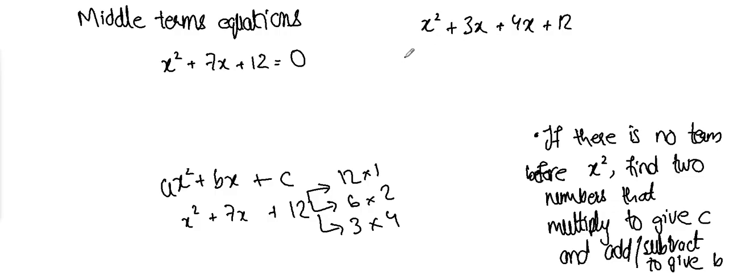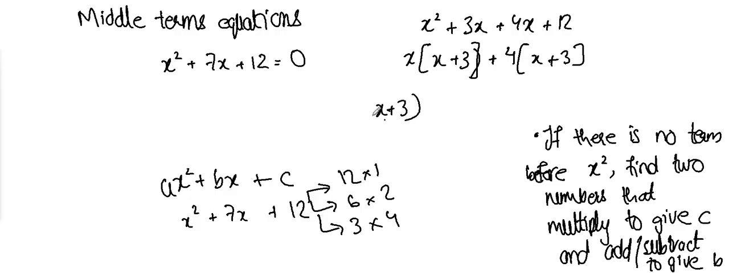What's the common here? X. Good. What will be inside the brackets? X plus 3. Well done. We'll close the bracket here. What's the common here? 4. Well done. And what will we put in brackets? X plus 3. Now we have two brackets. One is x plus 3 and the other one is x plus 4.